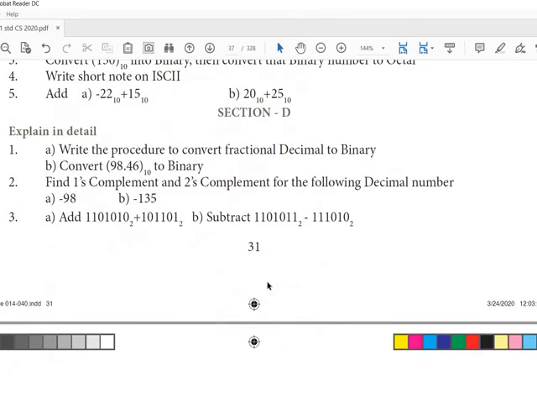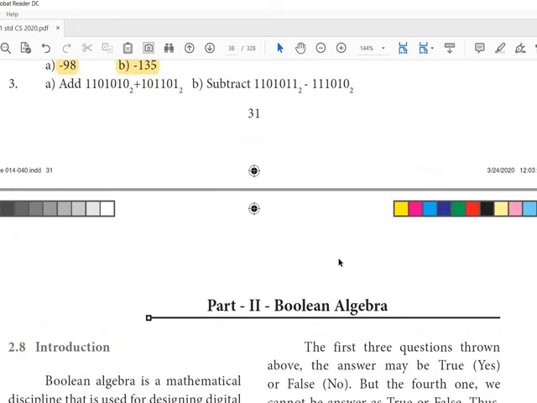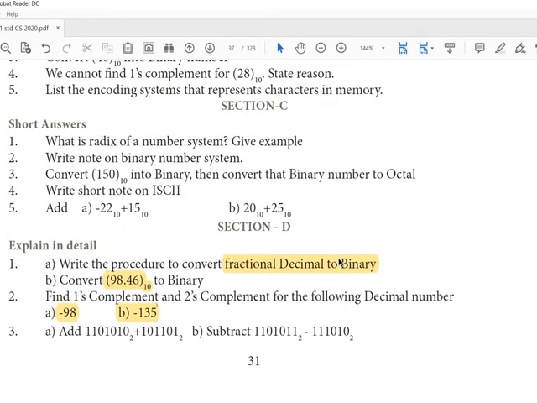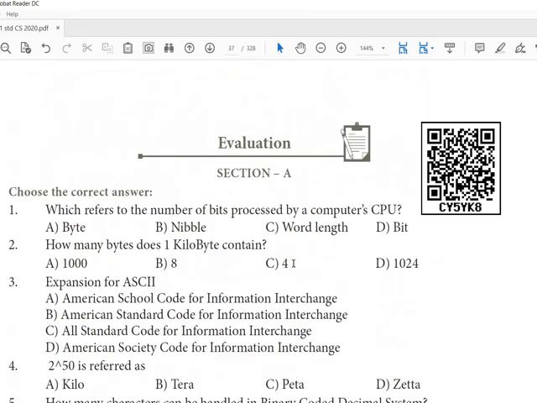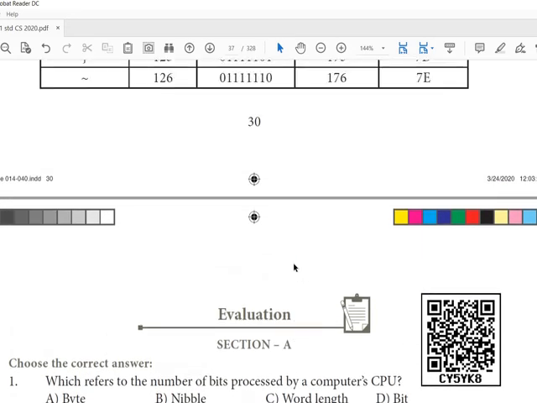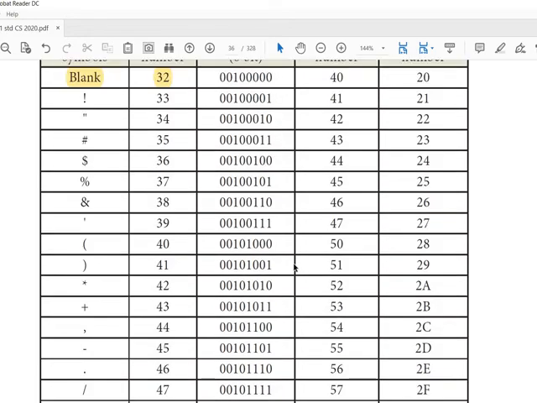So you have learned the procedure to convert fractional decimal to binary, and we have done this in a previous video. And what is 1's complement and 2's complement? These things will come only for the negative numbers. And you know addition and subtraction very well. So these things we have covered in this video. So we completed chapter 2, part A. This is for CA, that means computer application students. Computer science students will have one more part. That will be easy for them.